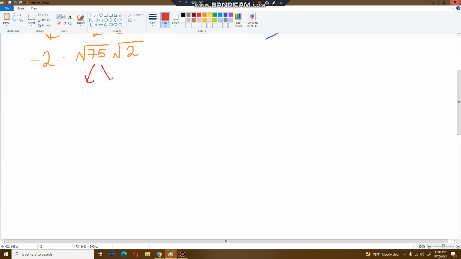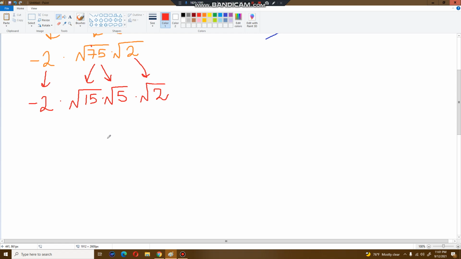75. Let's see, 75 is an odd number. I can definitely divide that by 5. So I know that 15 multiplied by 5 will give me 75. And of course, square root of 2 stays the same. Nothing happens to that. And of course, the minus 2 also gets dragged down. Nothing happens to that. Okay?